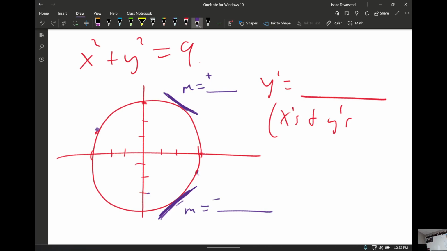Minus 10. Wait, right here you took the derivative of y, so you need another y prime. Oh, another y prime. See, that makes things different. And I don't like anything different.